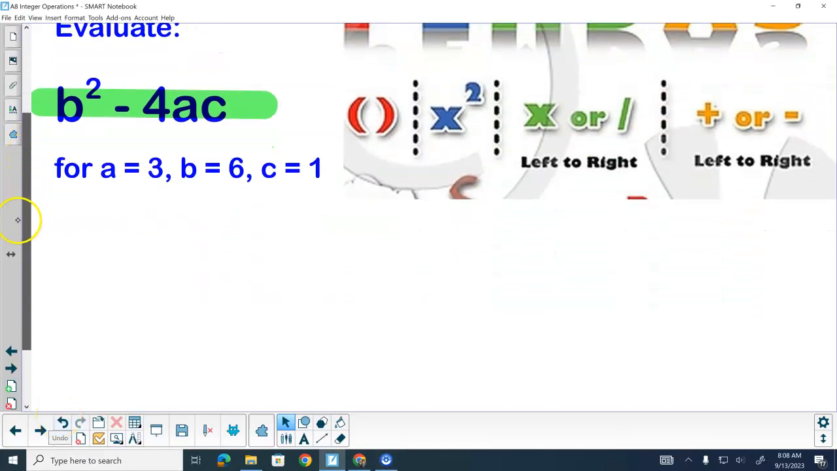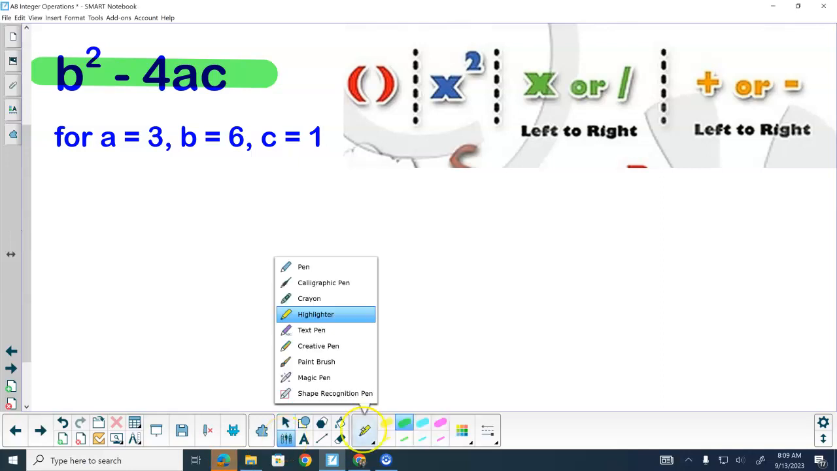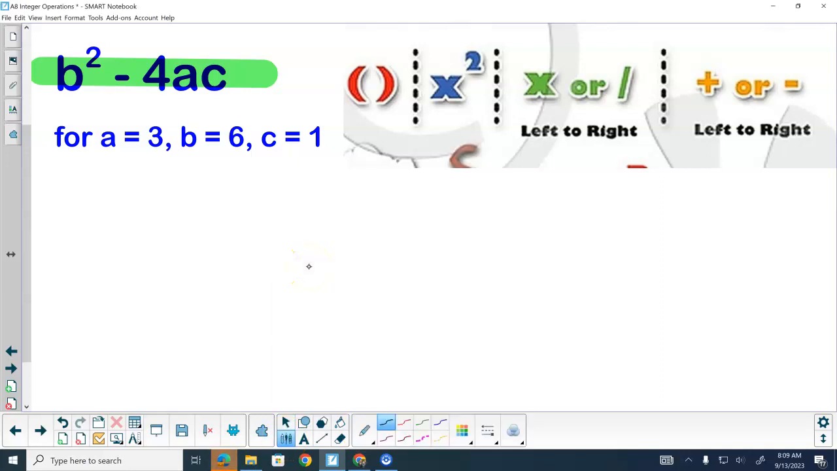So remember, we should write it out before we start trying. The more we can write out, the less we have to do in our head. Okay? So B squared is going to be 6 squared minus 4 times 3 times 1. All right? So, order of operations, parentheses. We have a set of parentheses, but there's nothing to be done inside of them because it's just 6. Exponents. Do we have an exponent? Yeah. 6 squared. So that's 6 times 6.